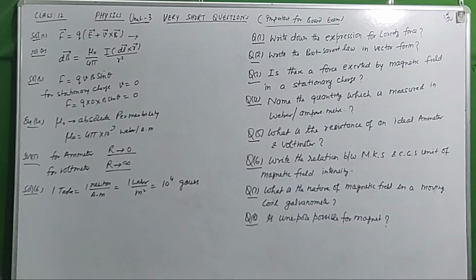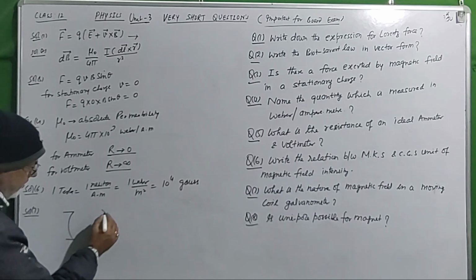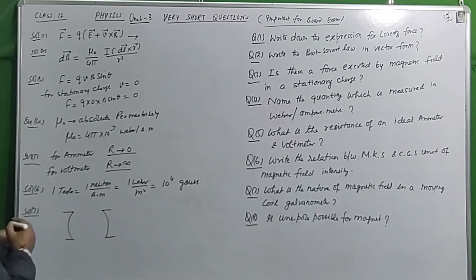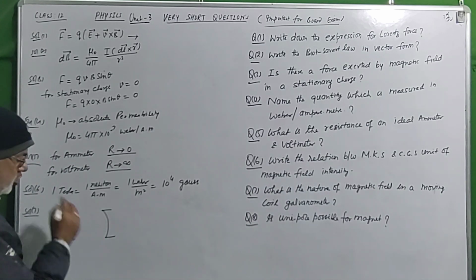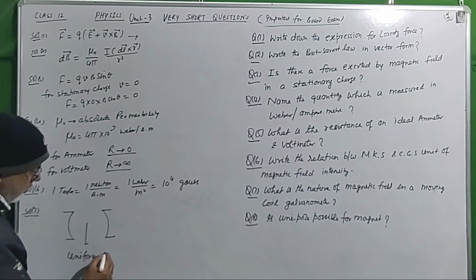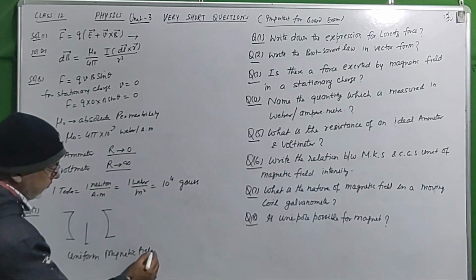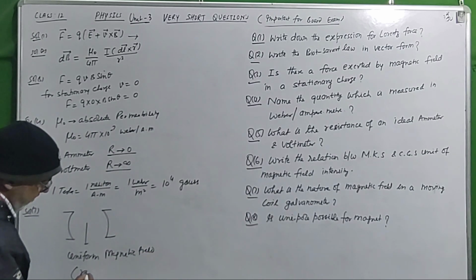What is the nature of the magnetic field in a moving coil galvanometer? Sir, a moving coil galvanometer is a device which only tells the presence of current in the circuit. Current is present or not present. And in a moving coil galvanometer, we use a concave shaped magnet, and in between this concave shape of magnet, the magnetic field is uniform. What magnetic field is formed in it? Uniform magnetic field, known as, what name have we given to it? Radial magnetic field.